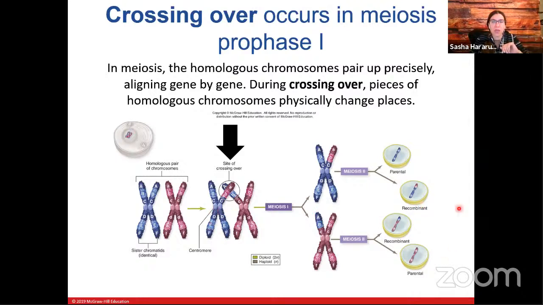All right. So this process, this crossing over, basically shuffles the genes and contributes to genetic variability. It contributes to increasing genetic diversity by producing new combinations of genes and associated traits.